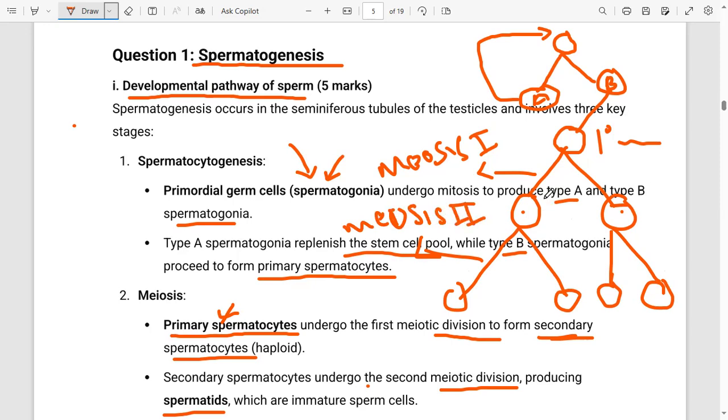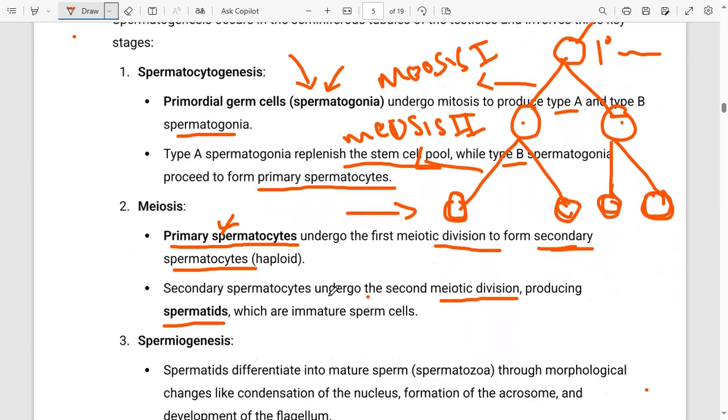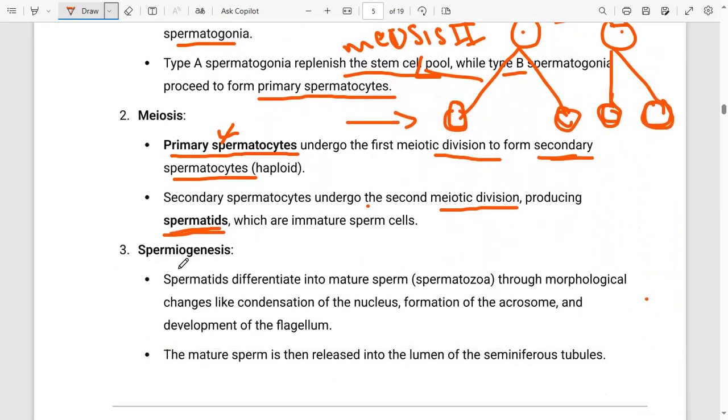Okay, so the secondary spermatocytes undergo meiosis 2 to produce what we call spermatids. So these are spermatids, and you have 4 of them like that. And then these spermatids undergo what we call spermiogenesis.